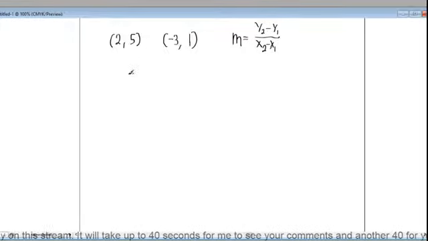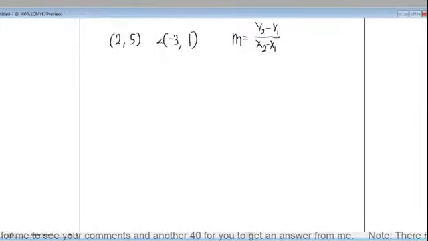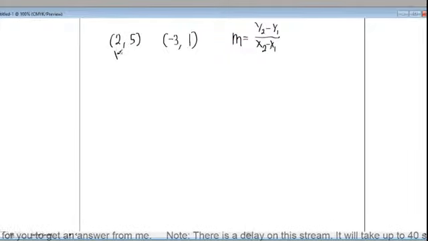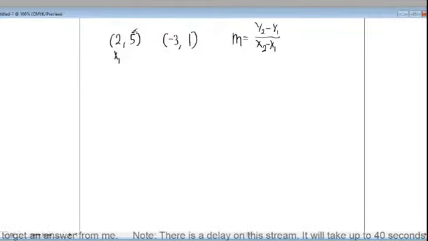Okay, so the first thing we need to do is designate which one of these is our first point and which one of these is our second point. And it does not matter which one we call our first point and which one we call our second point, just as long as we keep it straight from then on forward. So I'm going to say that this is our first point, which means that this right here is our first x. This is x1. And this is our y1.